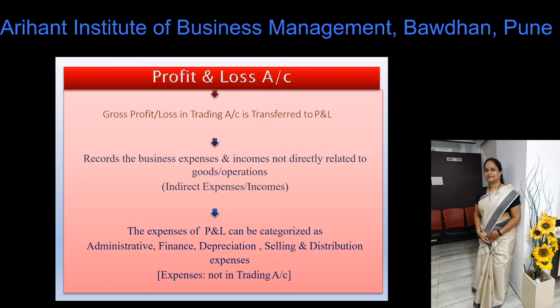Now, profit and loss account. Gross profit or loss in the trading account is transferred to the P&L account, as I discussed. As I told you, if there is a gross loss, it is transferred to the debit side of the P&L account. And if it is a gross profit, then it is transferred to the P&L account credit side.